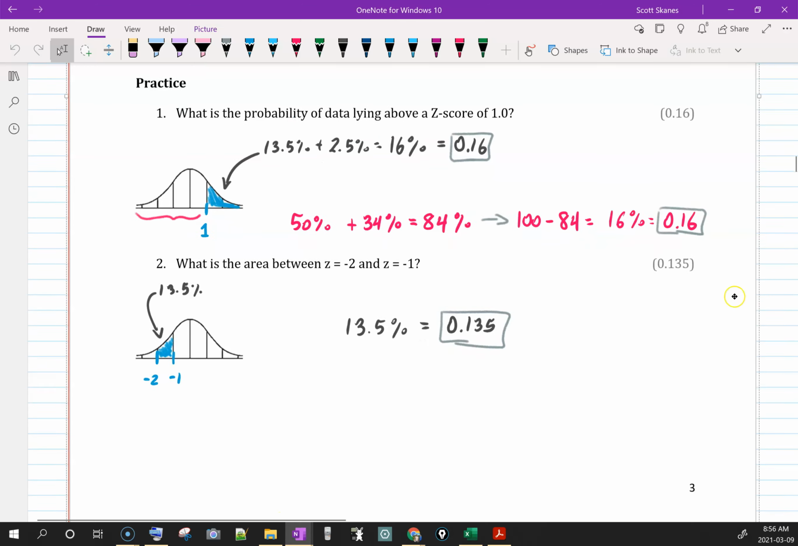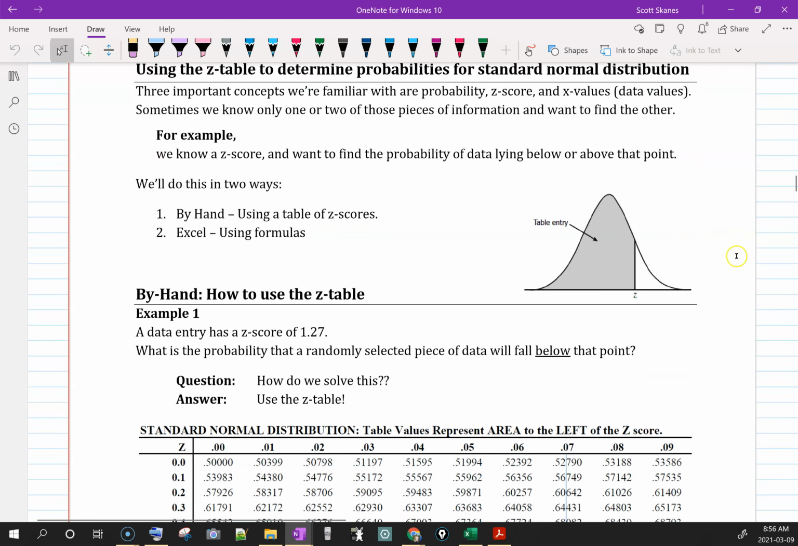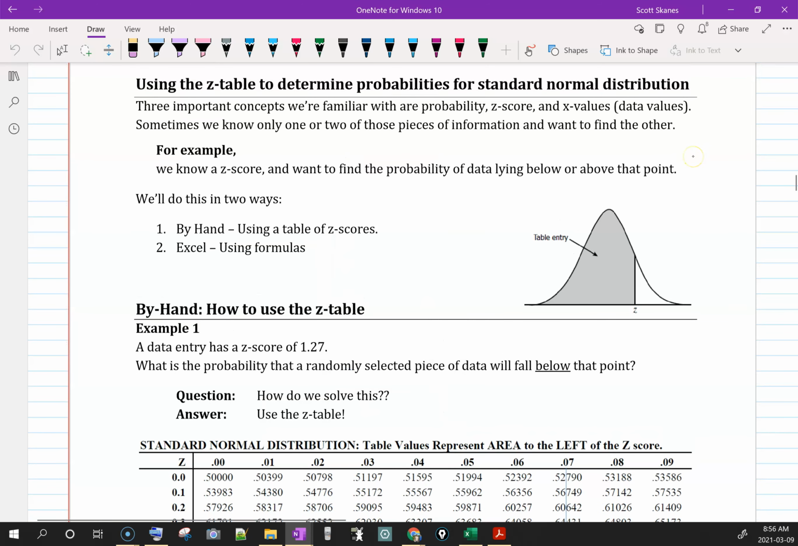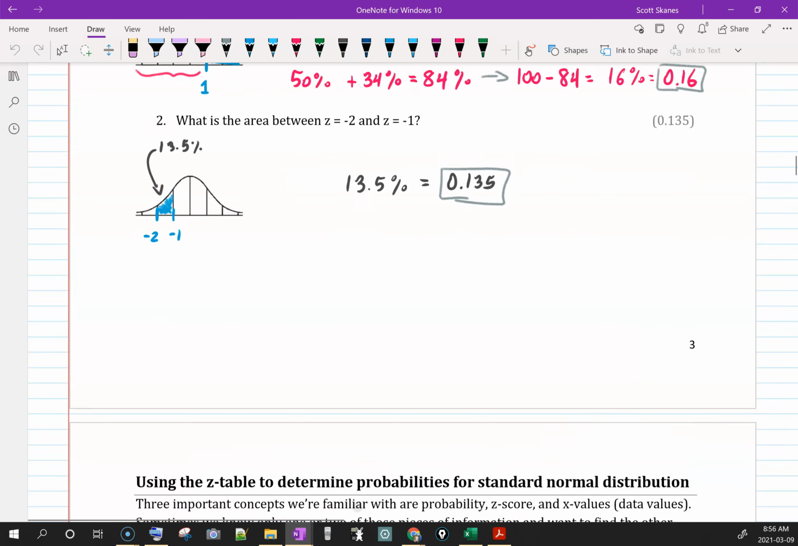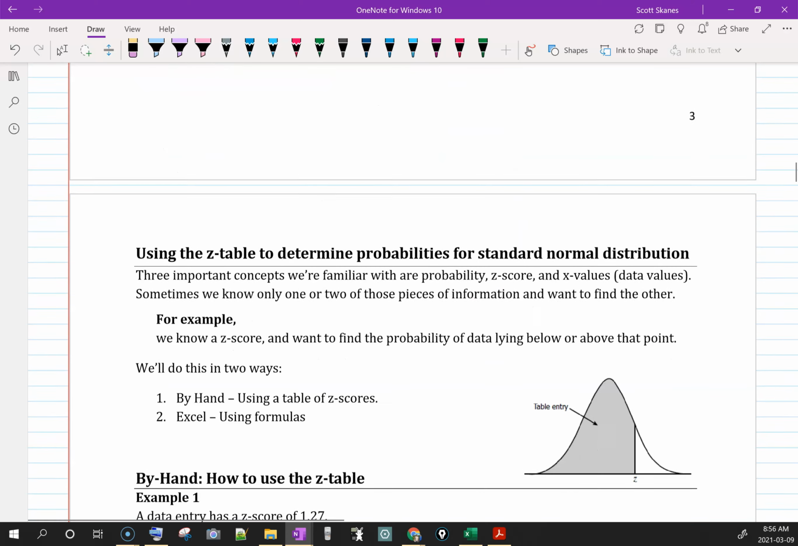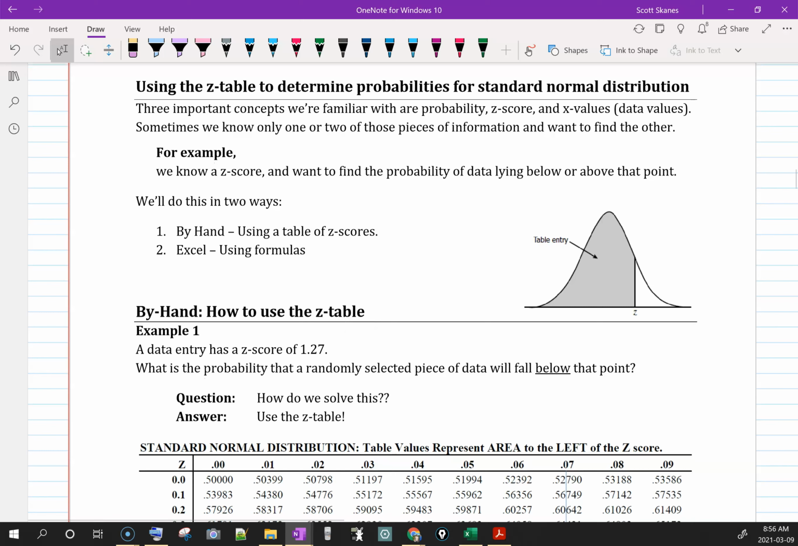So the next thing that we need to do is learn how to use what's called a z-table to determine probabilities for a standard normal distribution. So we just did this. We just determined probabilities using really, really simple numbers, but they were all whole numbers. You'll notice it's like 2s, 1s, 0s, things like that. Z values are usually all sorts of different numbers.